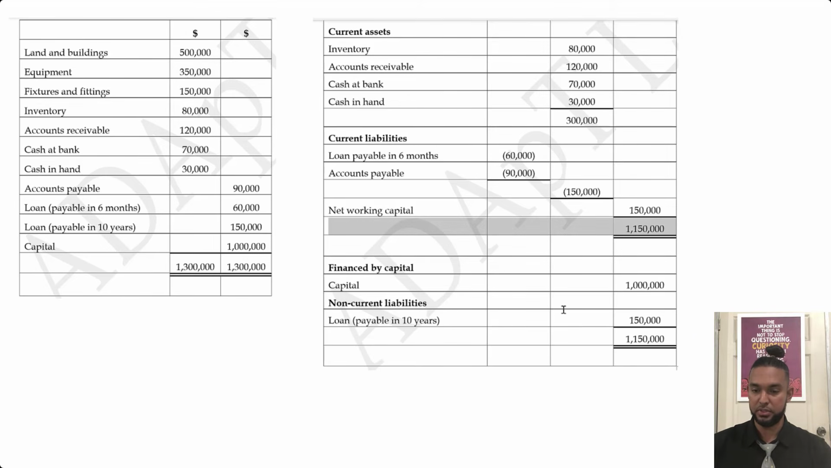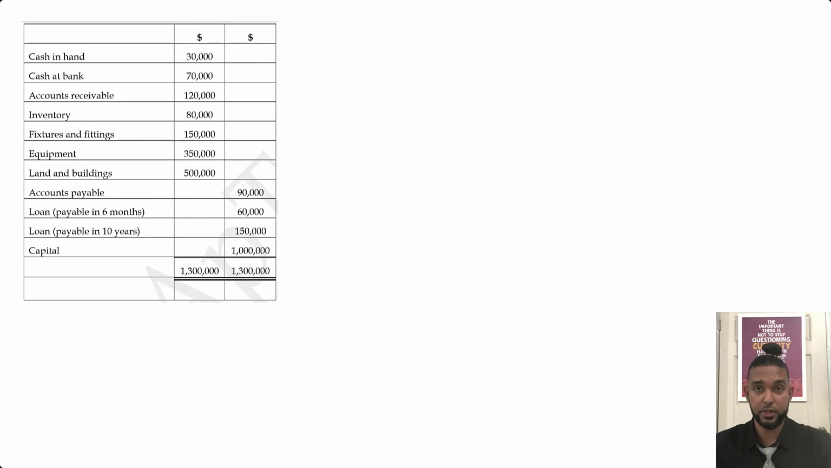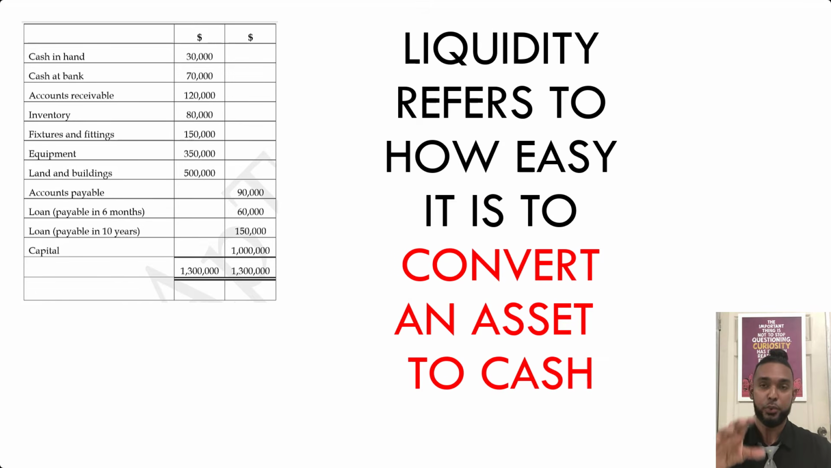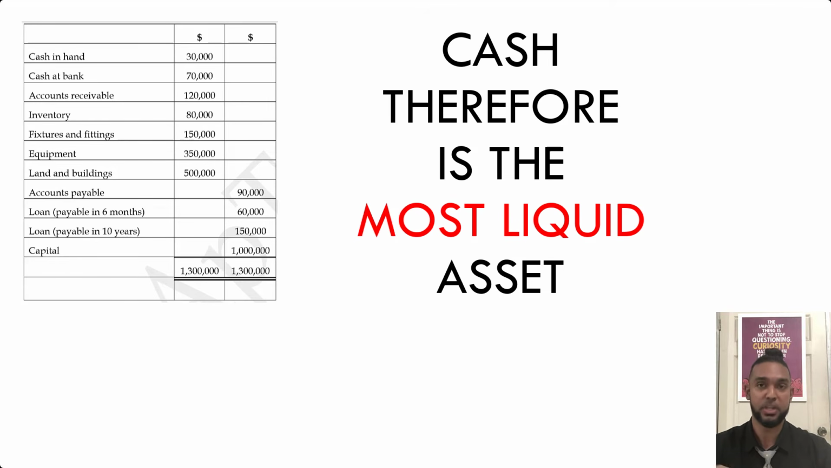These grand totals for each, the top half and the bottom half, are always balancing. All right, let's take a look at another format. So now we are changing from the order of permanence to the opposite order, which is called the order of liquidity. Liquidity refers to how easy it is to convert an asset to cash. Cash, therefore, is the most liquid asset.